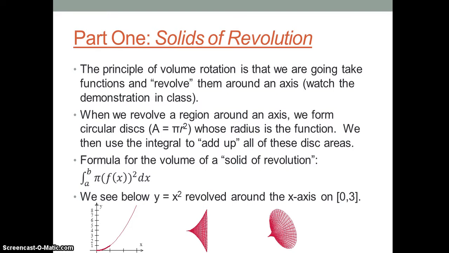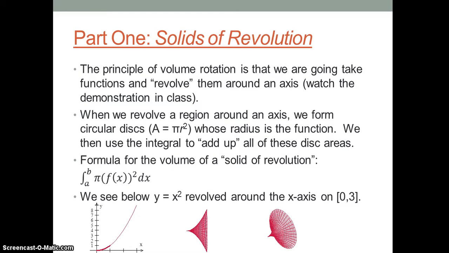So, to put all that together, the formula for the volume of a solid of revolution is pi times f of x squared dx, integrated from a to b, where a and b are the boundaries of our particular region. So I show you an example below.